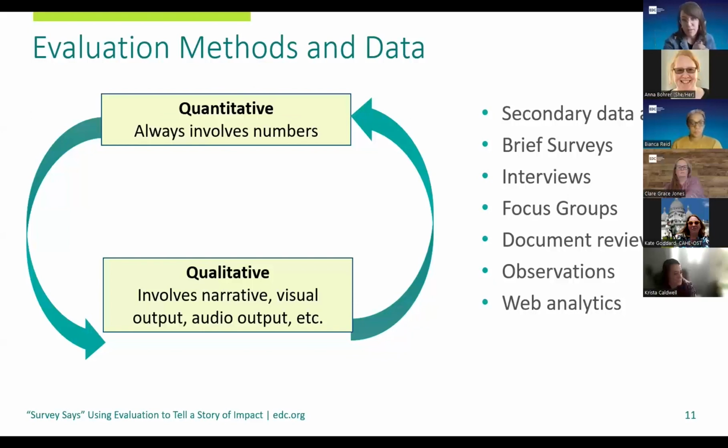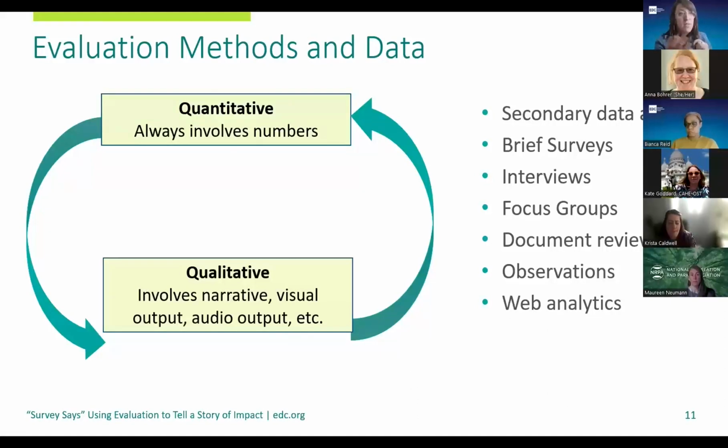And so both of these methods together really do a good job at informing in a very comprehensive way the answer to some of those questions that we just took a look at. And so on the right-hand side, you'll see what I like to call the usual suspects of evaluation methods and data.